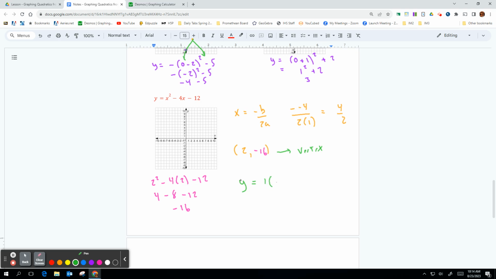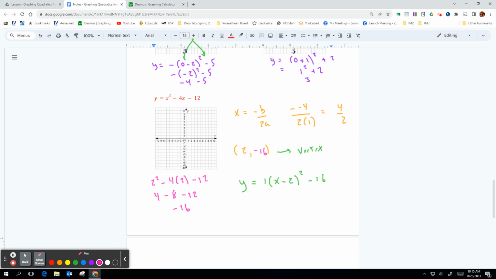I think it's a waste to put a 1, but I did it. And then the vertex is 2, negative 16. So we know it's h and k like we talked about before. It'd be x minus 2 squared. We know the k is negative 16. And there you go. You could definitely graph that. You know where the vertex is. The vertex is at 2, negative 16, which is way off our graph, so I'm not even going to try to graph it.